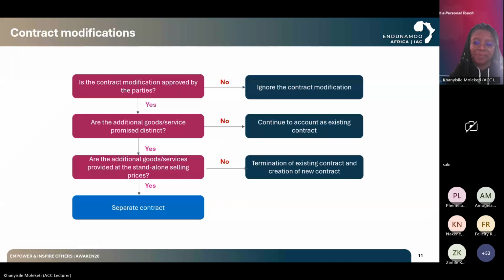Snalo? Hi, Kanyisile. Hi. I just wanted you to kindly show me the calculation for the allocation. I think I missed that part. Yeah. Okay. Thank you. All right.